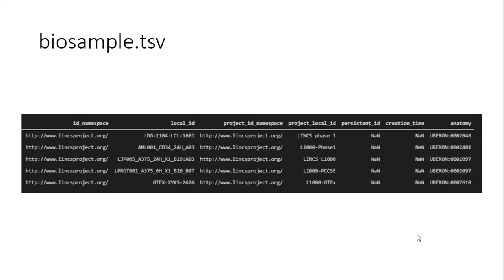But here you kind of see for the LINCS data portal data sets, the biosample ID is just the cell line. It's the LCL ID from the data group, the LDG ID. For the LINCS CMAP and the PCCSE data sets, it's a little more complicated because I had to take into account not only the cell line, but also the specific well or plate that the sample was placed in. And then for the GTEx data, it was pretty self-explanatory because it was just the specific tissue from the specific donor.